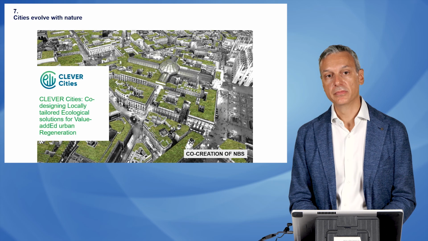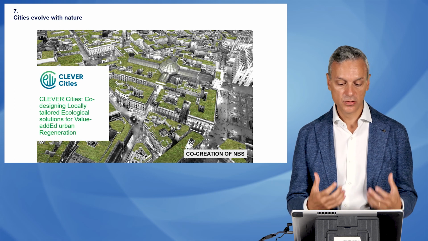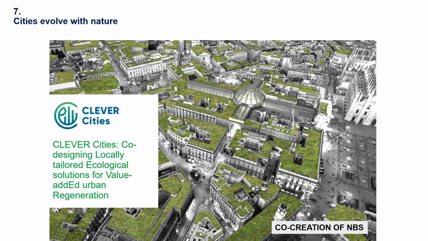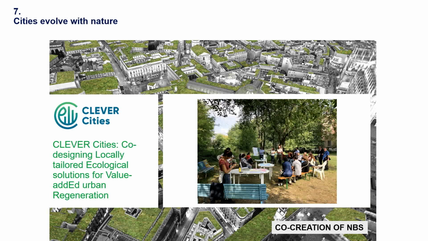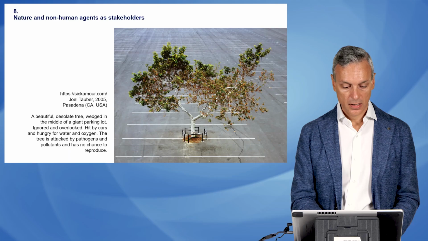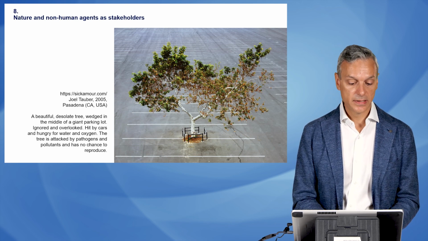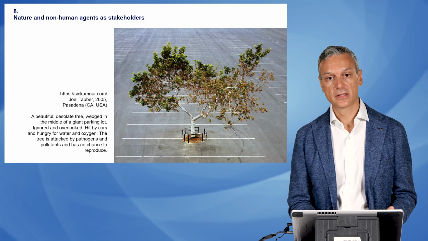The seventh point is the following, that cities evolve with nature. That's very important. So we need to find ways to co-create nature-based solutions and involve local stakeholders in this challenge. We can use different methods as we provided in the Clever Cities project, and also find ways to get people on board at the local and community level. Finally, and a very important point, 8, is that nature and non-human agents should be taken into account as stakeholders.